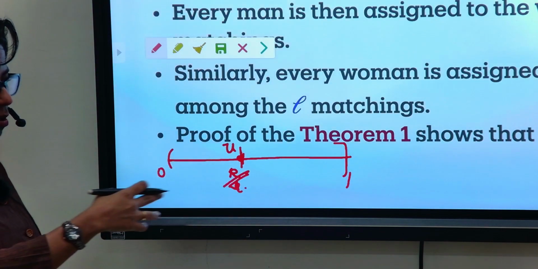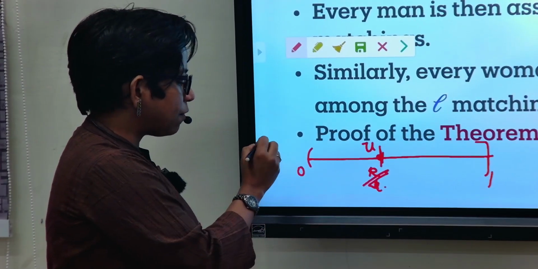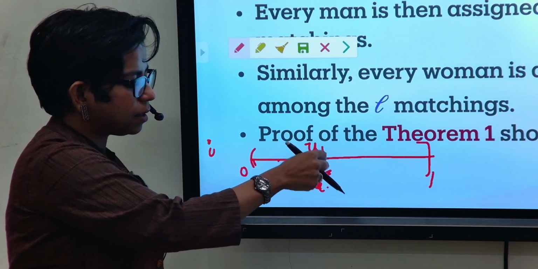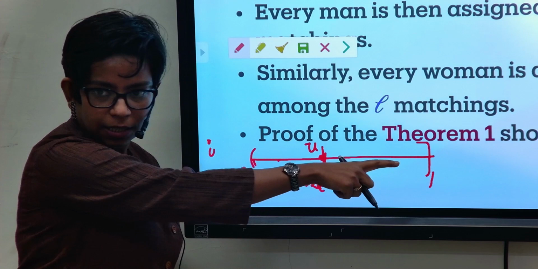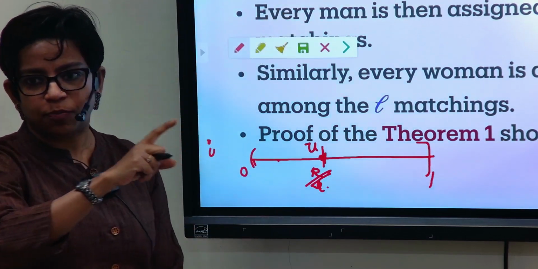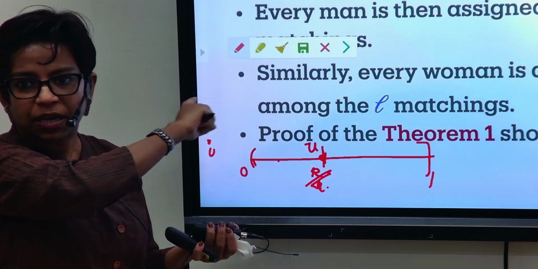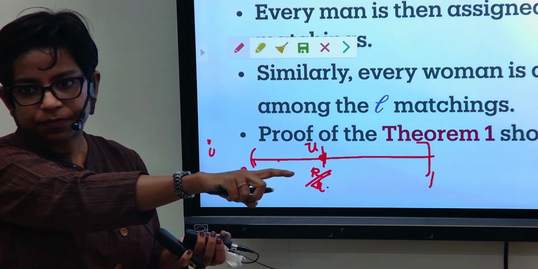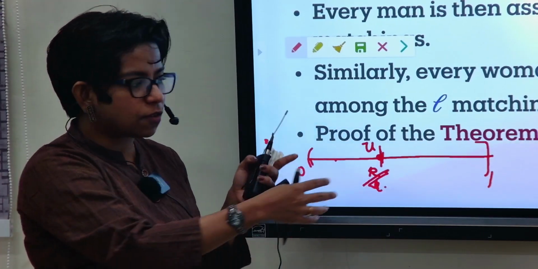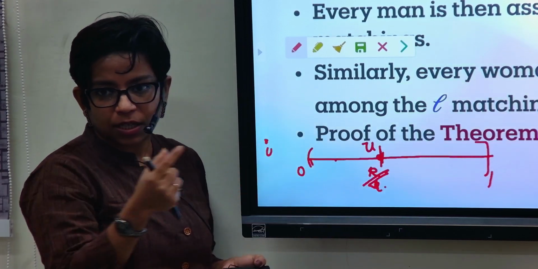So notice the partners that I am seeing. For every man, the n possible partners are here on the interval, except that all of them may not be his partner. At least some of them may not be his partner among the L matchings that I have considered. Among the L matchings considered, there is only a subset of these n people who are his partners. Each of those corresponds to an interval here.